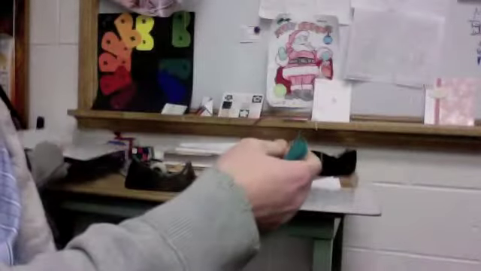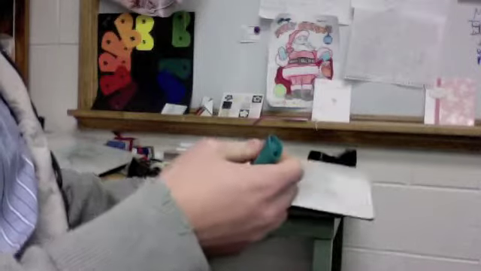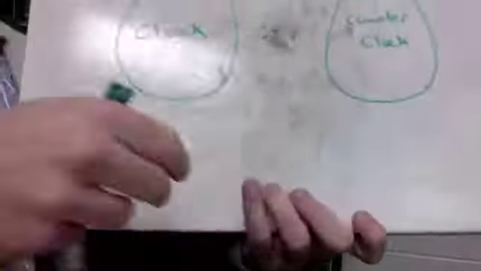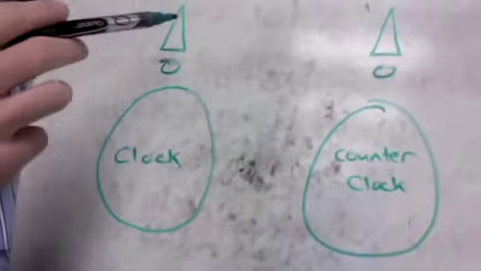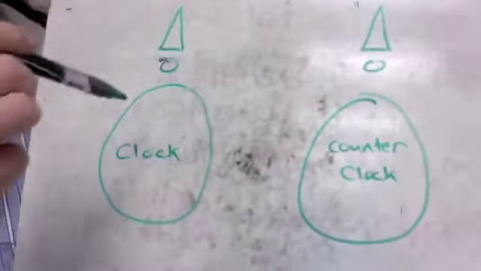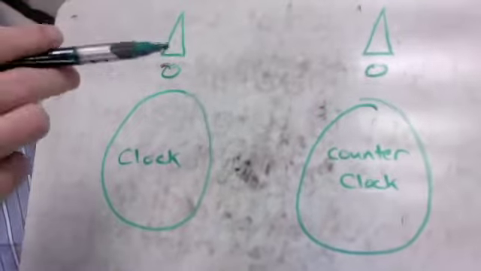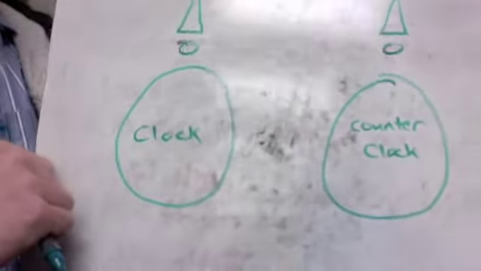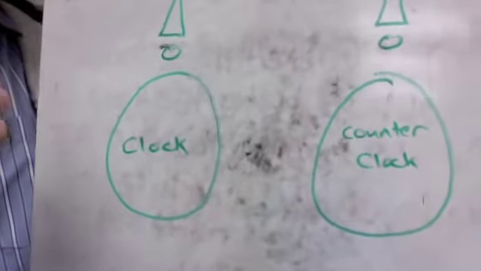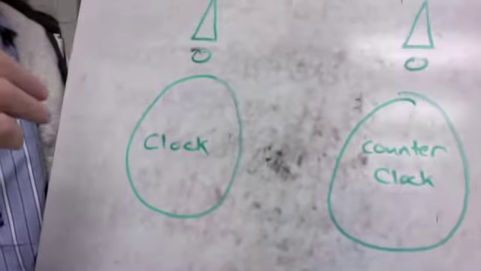Okay, I want to switch boards here because I'm going to give you our first example problem. In both cases, I've got an isosceles triangle. Two sides the same, one side different. That's an isosceles triangle. I'm going to show you what this triangle would look like throughout all these turns here.